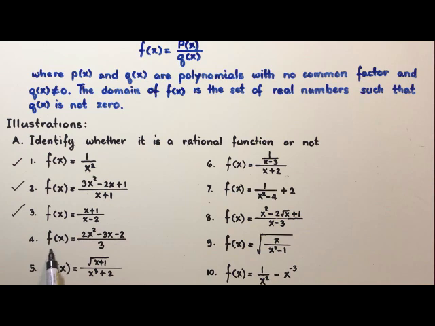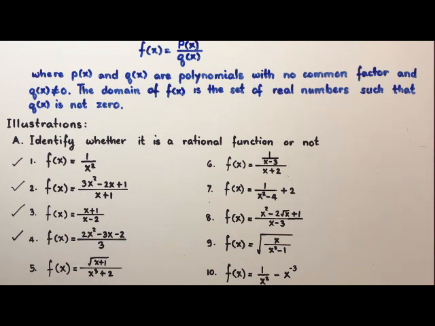Number 4, f of x is equal to 2x squared minus 3x minus 2 all over 3. Is this a rational function? If your answer is yes, then you are right because it is a ratio of two polynomials. Because in the numerator you see there a quadratic function and also in the denominator you see there a constant function. So this is an example of a rational function.